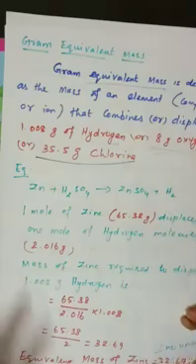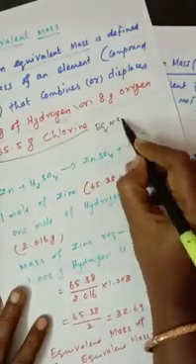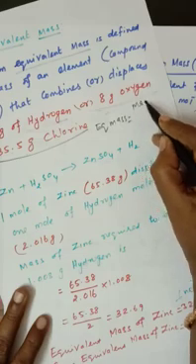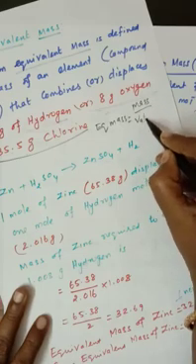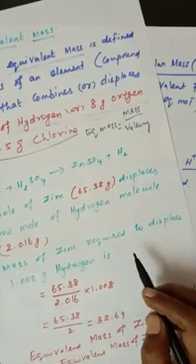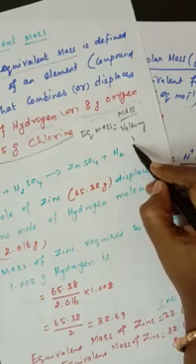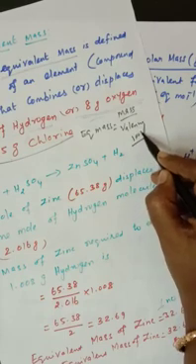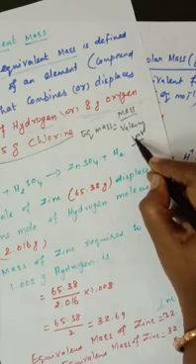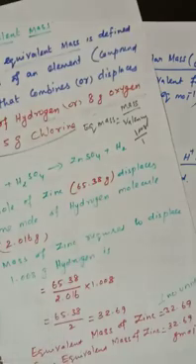See here, what is the equivalent mass formula actually? Mass by valency. Suppose 1.008 grams of hydrogen, if I take mass 1.008 and valency also 1, what will be the answer? The mass number 1.008 will come as it is. Yes or no?